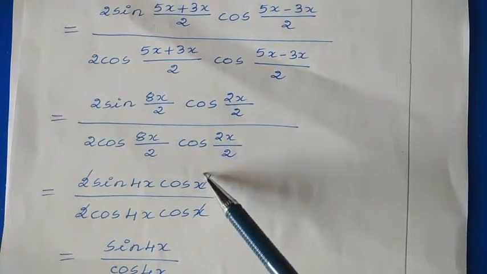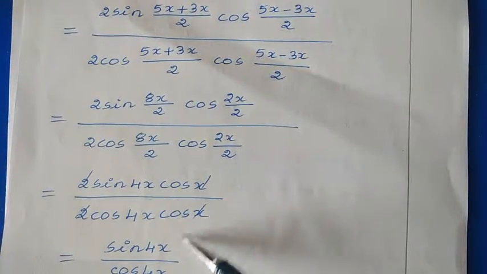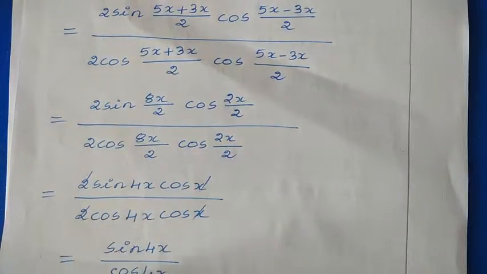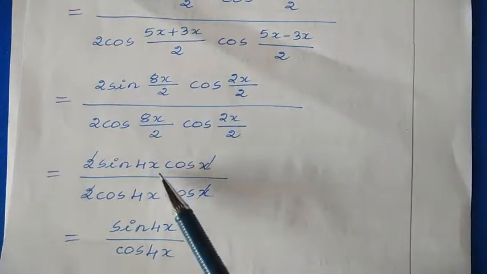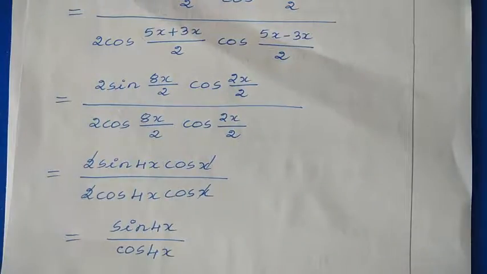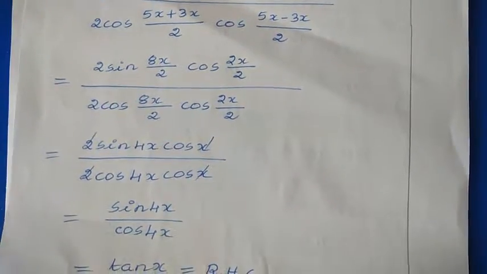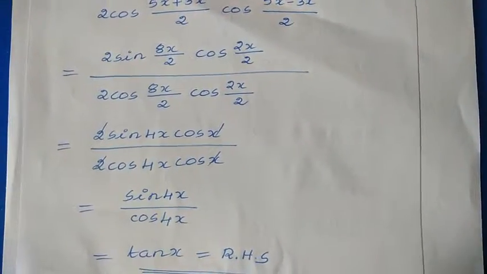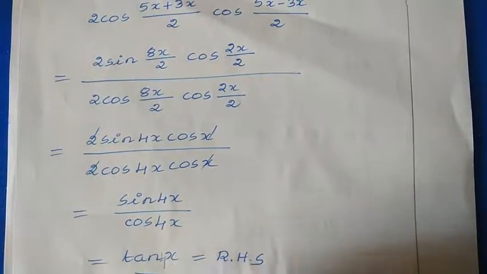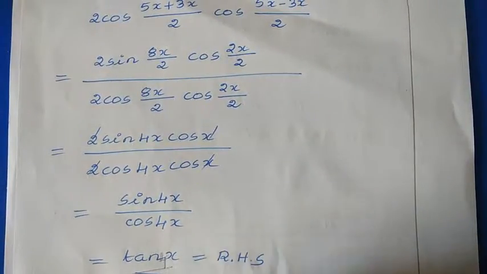So now here we have cos x as well as cos x. This will get cancelled and this 2 also we can cancel. So the remaining value is sin 4x divided by cos 4x. And we know that sin by cos is tan. So we can write this as tan 4x. The answer is tan 4x, that is equal to RHS.